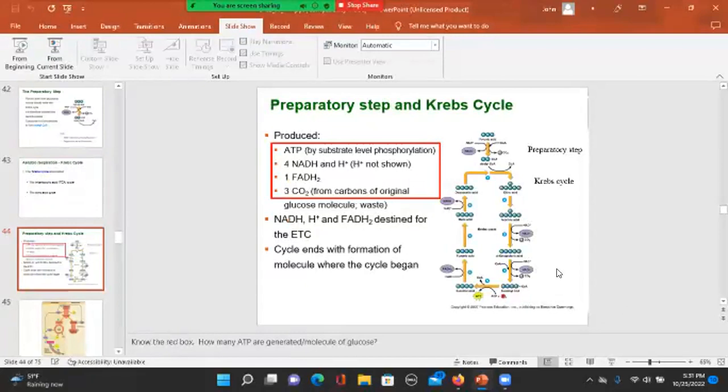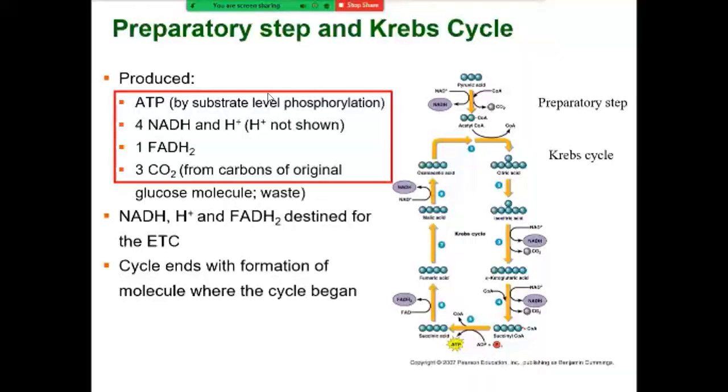The Krebs cycle, let me see if I can blow this up. This is showing you the preparatory step here, converting pyruvic acid into acetyl coenzyme A. And then the acetyl coenzyme A joins the Krebs cycle. It joins with oxaloacetic acid. Right here, acetyl coenzyme A forms citric acid, meaning 4 carbons plus 2 is 6, and there's citric acid.